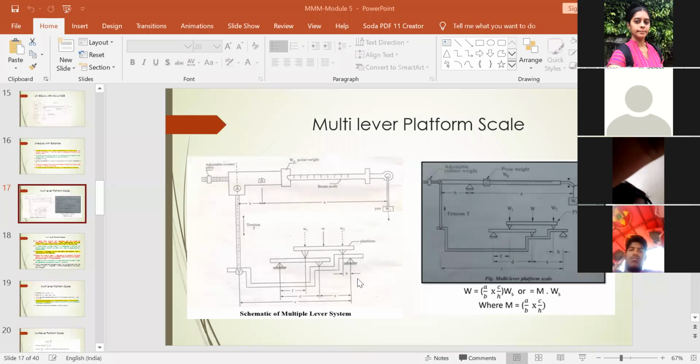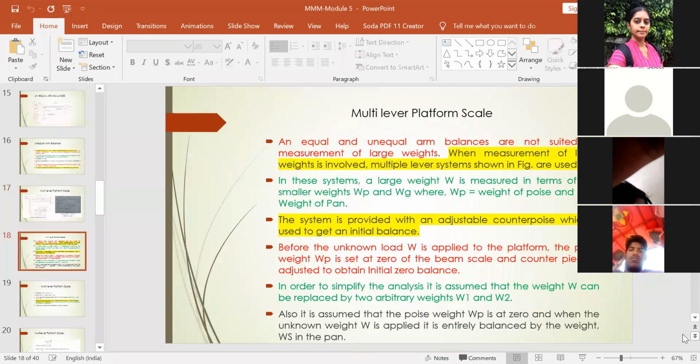Whenever we want to measure large amounts of weight, we use a multi-lever platform, so you should know that. You saw how it looks, so now let us go step by step. In this system, a large weight W which has to be measured is balanced in terms of two small weights. One is called the poise weight and the other is called WS.